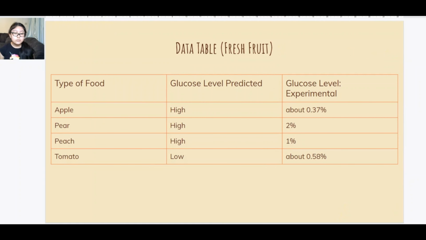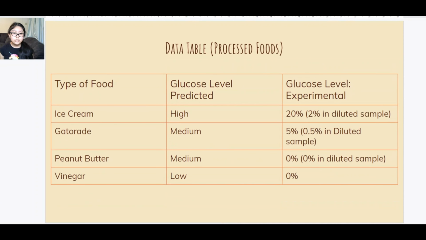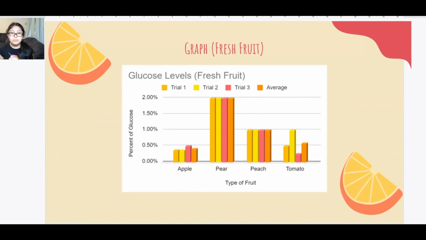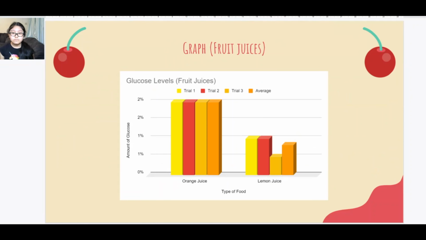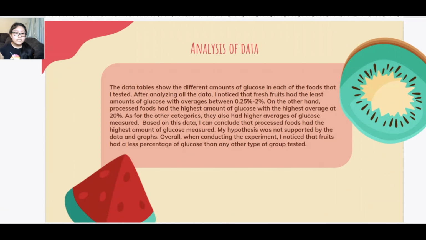These were my data tables for the fresh fruit, juices, miscellaneous, and processed foods. These were my graphs. Based on the data tables and graphs, I noticed that fruits had the least amount of glucose concentration with averages between 0.25 and 2%. On the other hand, processed foods had a higher amount of glucose concentration measured.